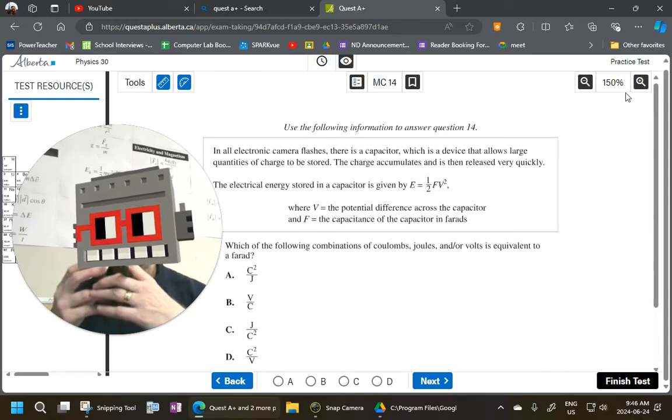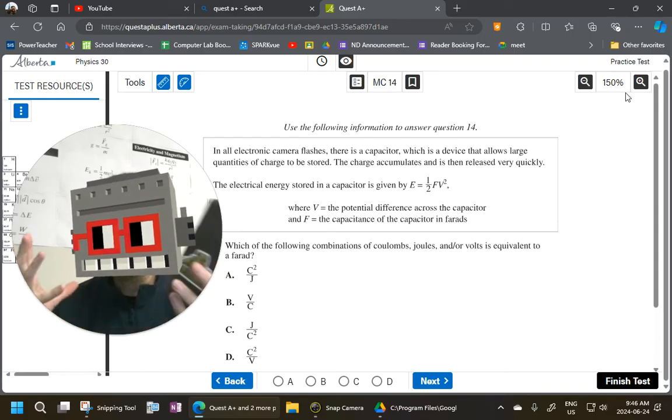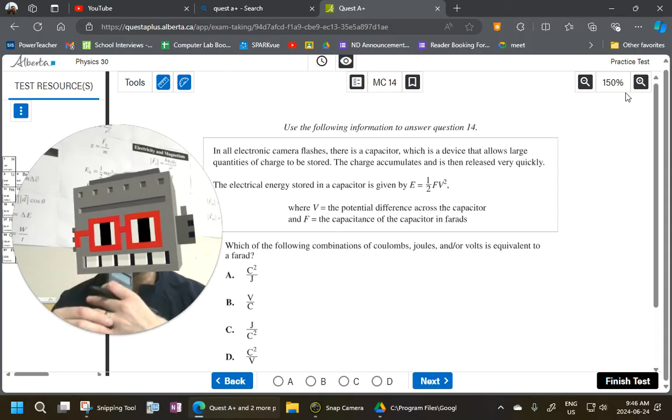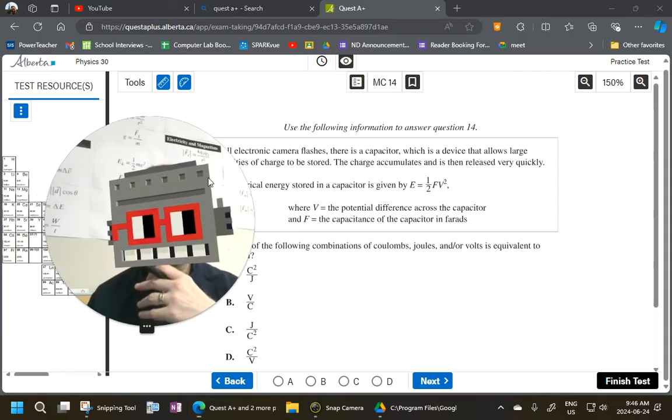All electric camera flashes have capacitors, which is a device that allows a large quantity of charge to be stored, and then it kind of disperses. And then you got this formula for capacitance here. The energy stored in the capacitor is equal to 1/2 FV squared.